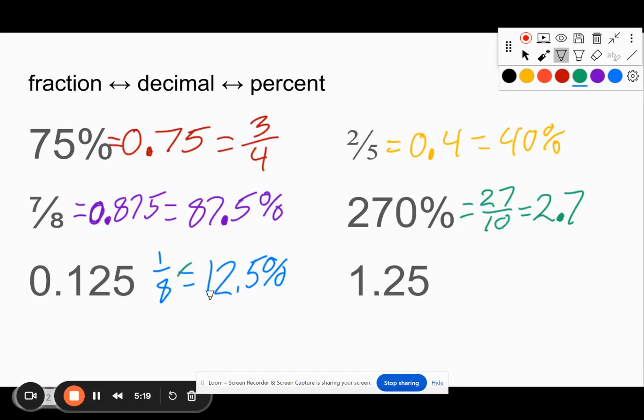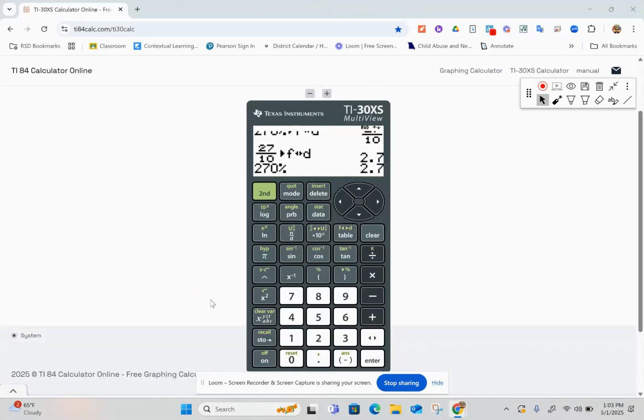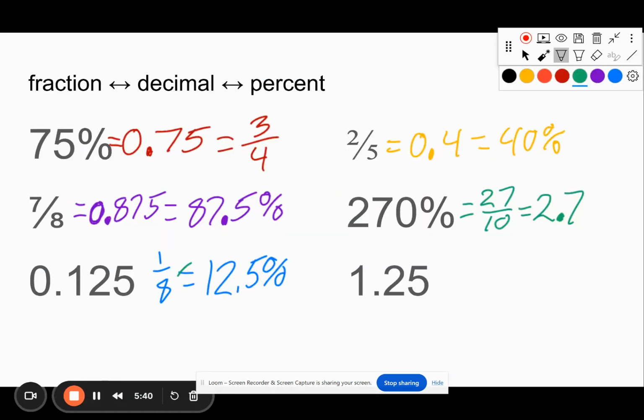So we're doing 1.25. So we're going to type in 1.25. Clear that out. 1.25. We want to take that to a percent. There we go. And let's take it to a fraction to a decimal. There we go. 125%, 5/4. So this, I would put the percentage sign, and 5/4.